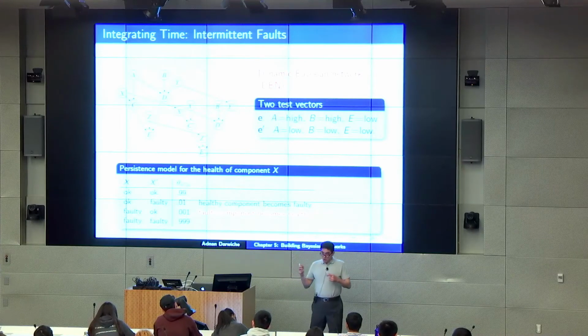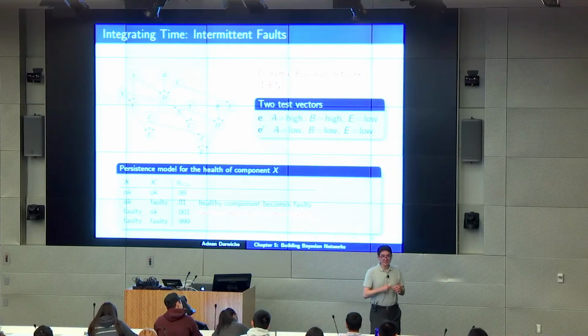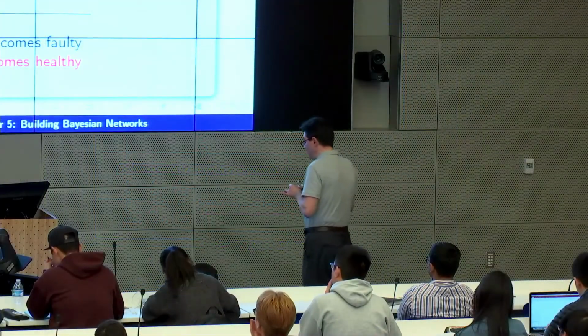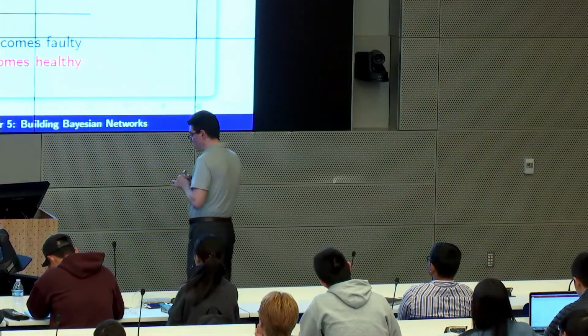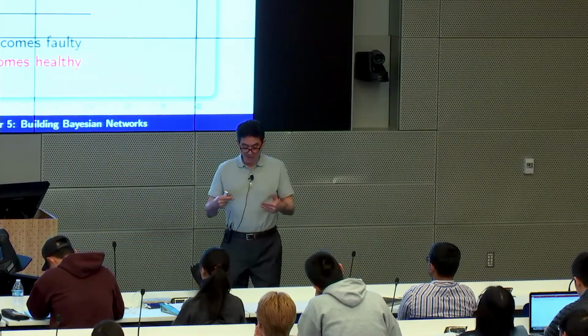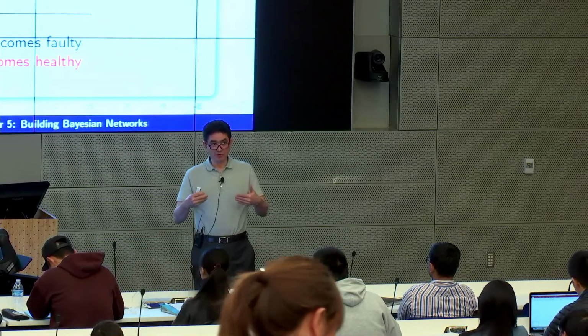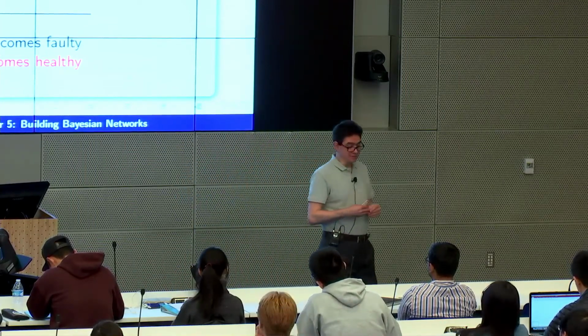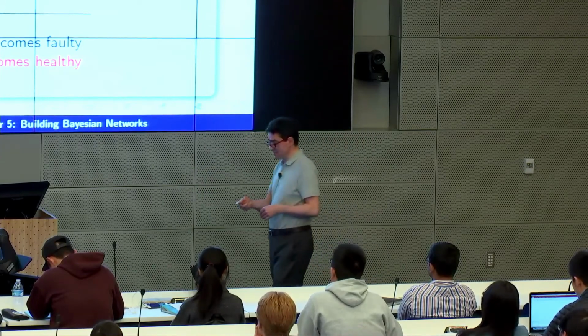Now, we will look at another example next, which also involves synthesis. That is, we will build a Bayesian network by synthesizing it from another class of systems. The one we're going to do next, let me see if we have this slide.